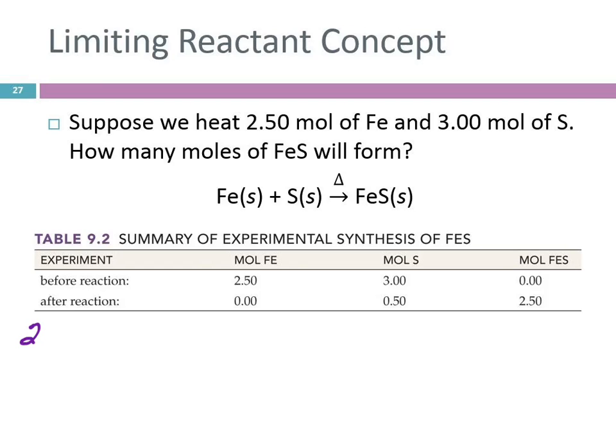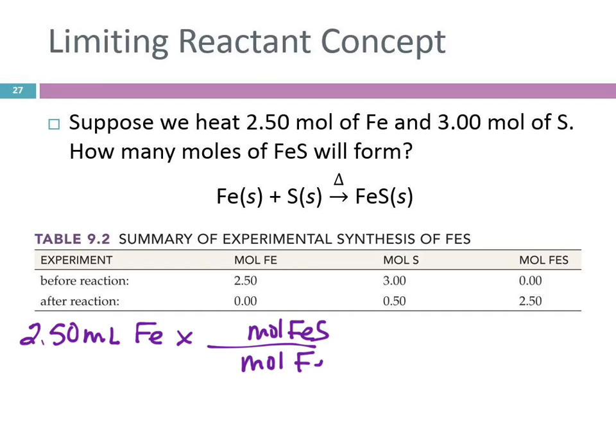If we have 2.5 moles of Fe, how much product can we make? Balanced chemical equation, 1 mole to 1 mole, 1 and 1. We can make 2.5.